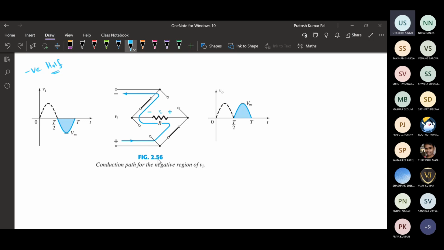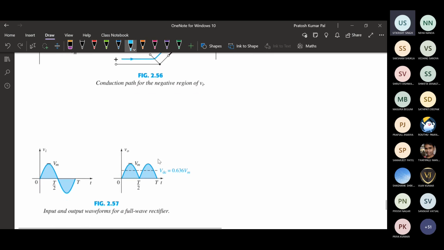By combining these two, if this is the input waveform, the output waveform that we will be getting is both positive. That is why it is called a full wave rectifier. That means the full wave of the input has been obtained at the rectifier output.